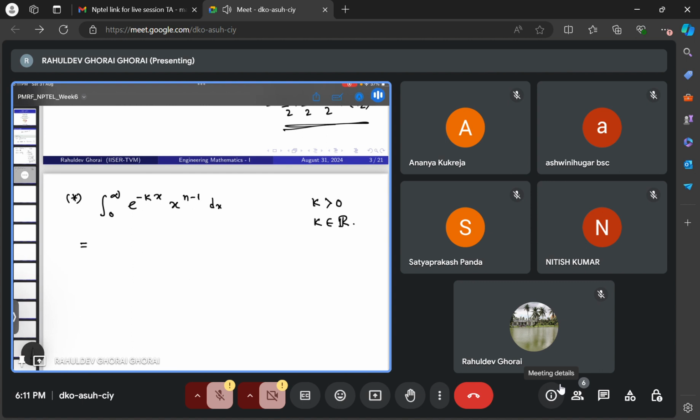You knew that gamma at n is the integral from 0 to infinity of e to the power minus x times x to the power n minus 1. But you have e to the power minus kx here. So how do you proceed?